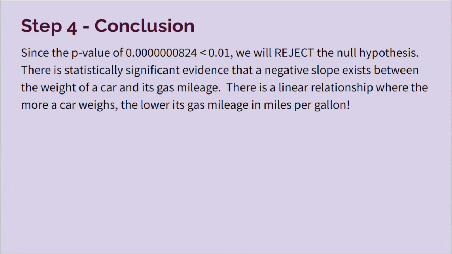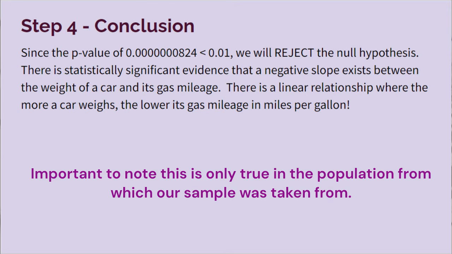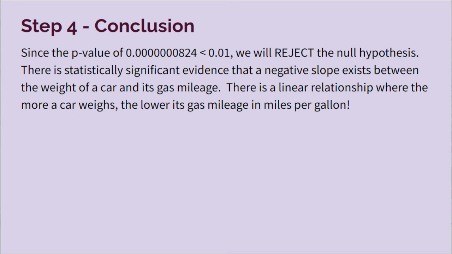Now for our conclusion. Since our p-value of 0.000000824 is less than 0.01, we will reject the null hypothesis. There is statistically significant evidence that a negative slope exists between the weight of a car and its gas mileage. There is a linear relationship where the more a car weighs, the lower its gas mileage is in miles per gallon. We don't know exactly what that slope is.